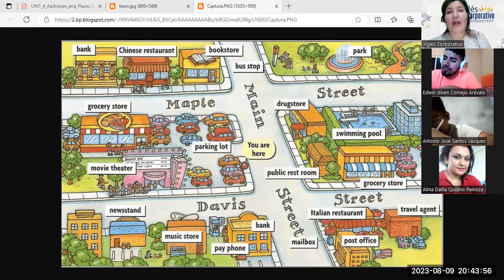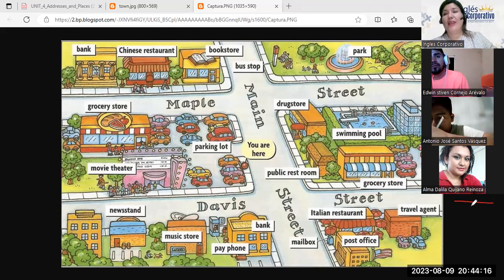Next to. The parking lot is next to the movie theater. The Chinese restaurant is next to the bookstore. The drugstore is next to the public restroom. Right? A la par. On the corner of, en la esquina. Across from, al cruzarse. Across from, y between, en medio. So there you have the different forms of prepositions of place that we have. Okay, those are prepositions of place. In, on, in front of, behind, next to, on the corner, across from, in between.